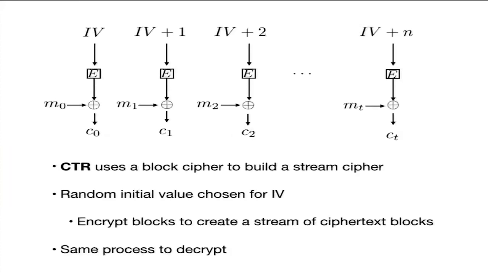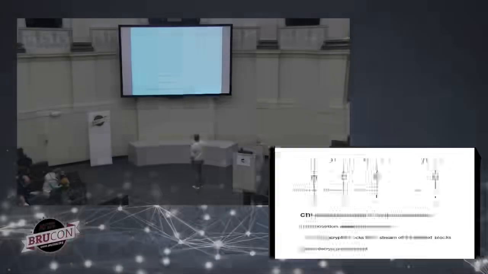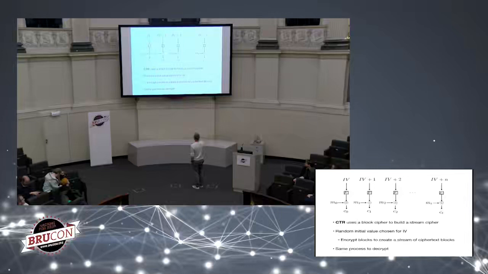I'll use two examples here of modes of operation for symmetric cryptography. The first one is called CTR, and I assume most of you know what CTR is. We're going to have our encryption function E here. You can just assume AES for that. Imagine we have this IV, initialization vector, a value which will be encrypted under our key K, and XORed with our message M0, to get ciphertext C0.